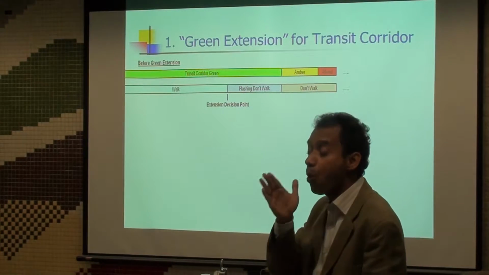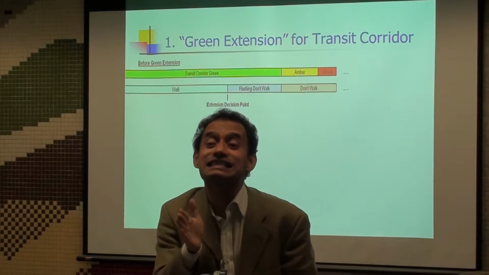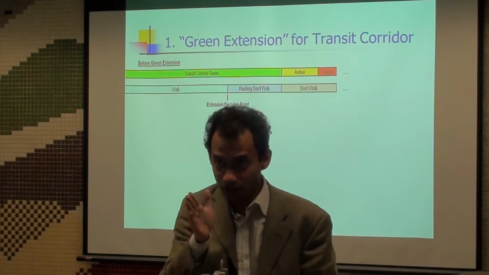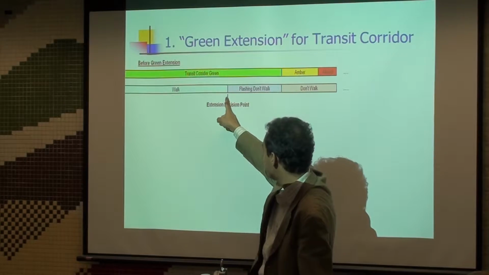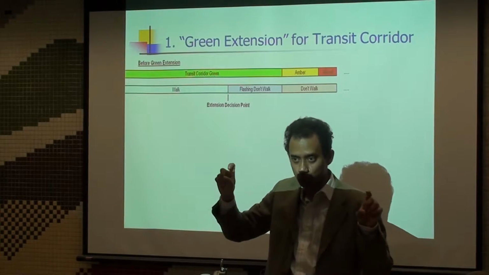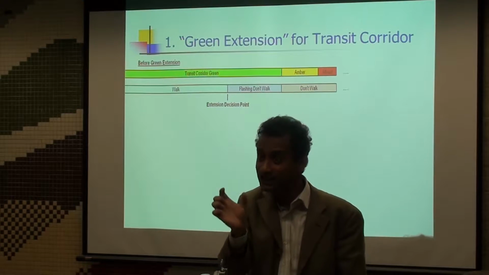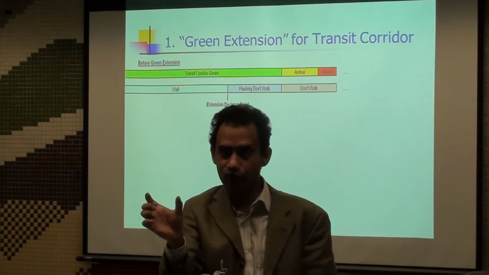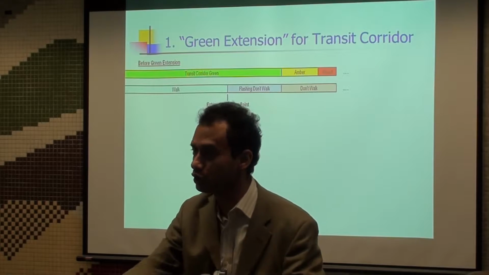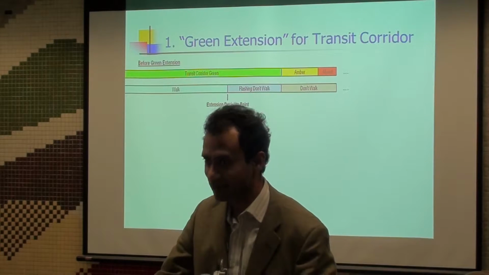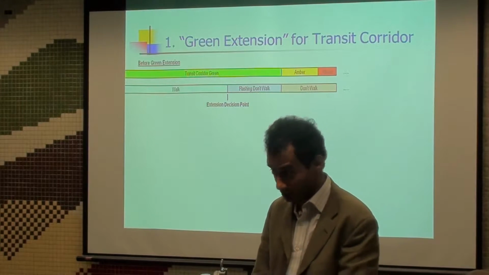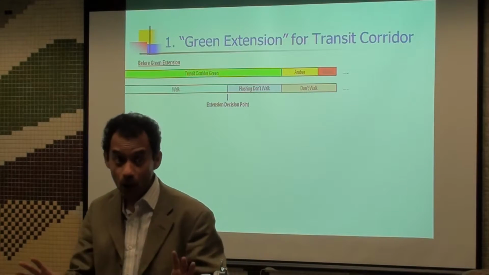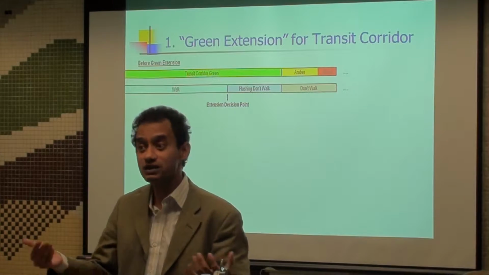There is a point where you can make this decision for the signal, which we call the extension decision point, right before flashing don't walk, because you need a minimum time for those pedestrians already on the roadway to clear the road space. So it's complicated in a way, but the principle is also simple.